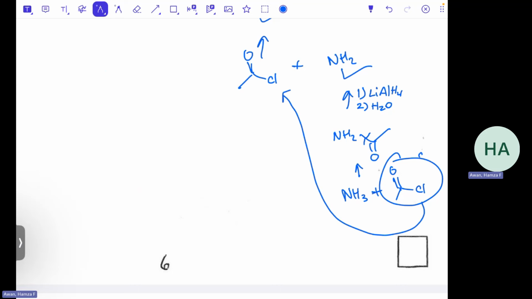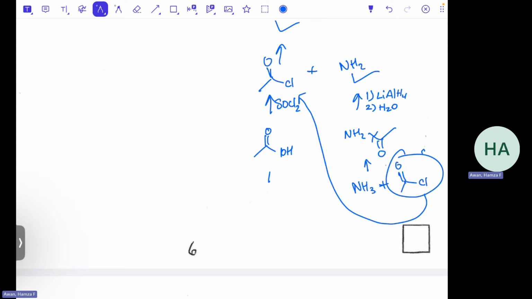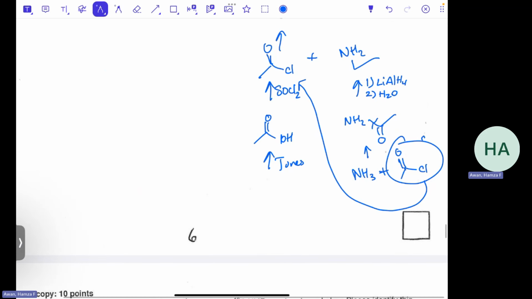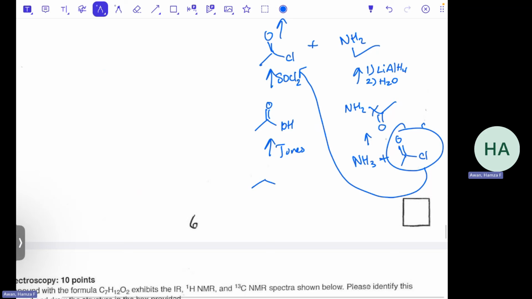So from this acyl chloride, wow, really drawing arrows the wrong way is crazy. So we can use SOCl2, and that's going to convert it back down to a carboxylic acid. And our final step, we can just use Jones or sodium dichromate. I prefer Jones because I don't like writing out the entire thing for sodium dichromate. We can synthesize that carboxylic acid from a primary alcohol, OH.